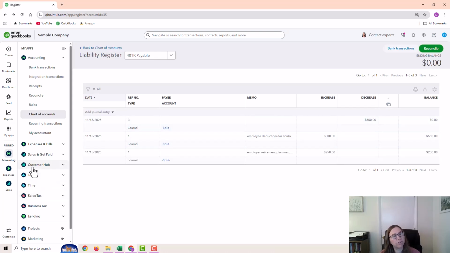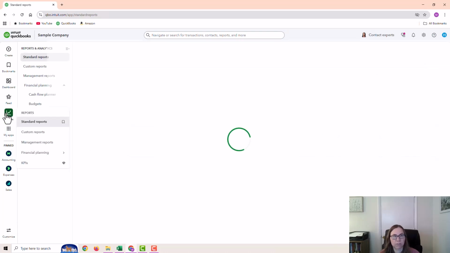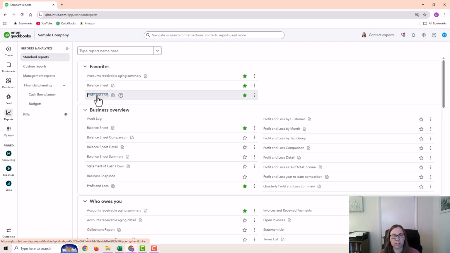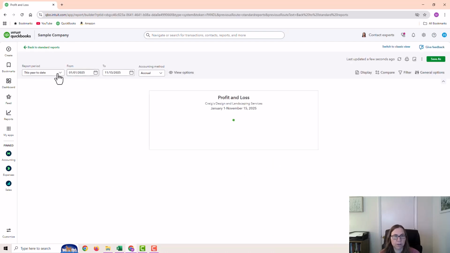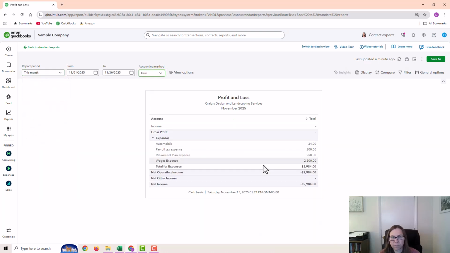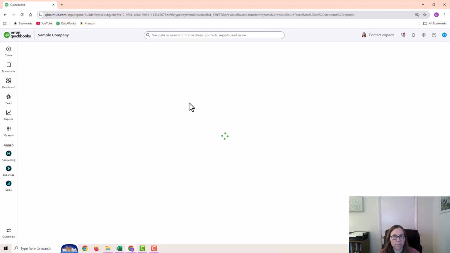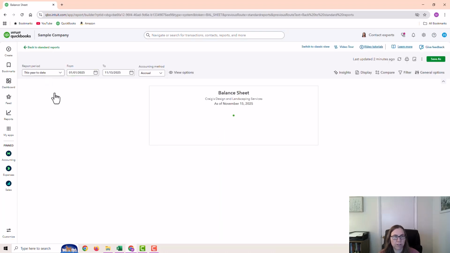Let me just show you the reports real quick so you can see the full picture of how this looks on the reports. So first I'm going to look at the profit and loss for November. Okay, so on the profit and loss, you have the employer taxes and the gross wages and the employer match of the retirement plan. So those are all employer expenses. And then on the balance sheet, let's just look at this month.